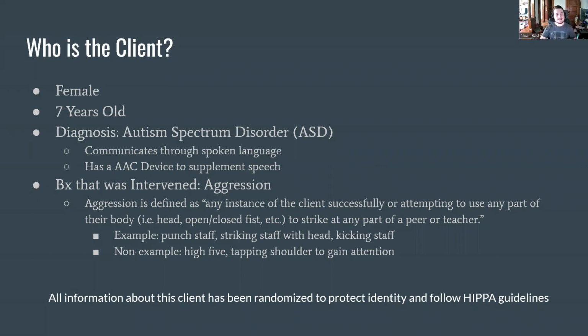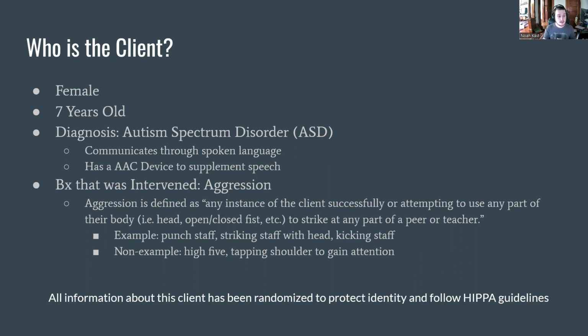So, who is the client? It is a 7-year-old female who has been diagnosed with autism spectrum disorder, and they primarily communicate through spoken language through Gestalt language processing, the process of learning phrases and then breaking down those phrases, and typically would communicate through 4 to 5 word sentences. They also do have an AAC device, but it's primarily only used to supplement speech. So if they are having behaviors, they can use this AAC device to still be able to communicate.